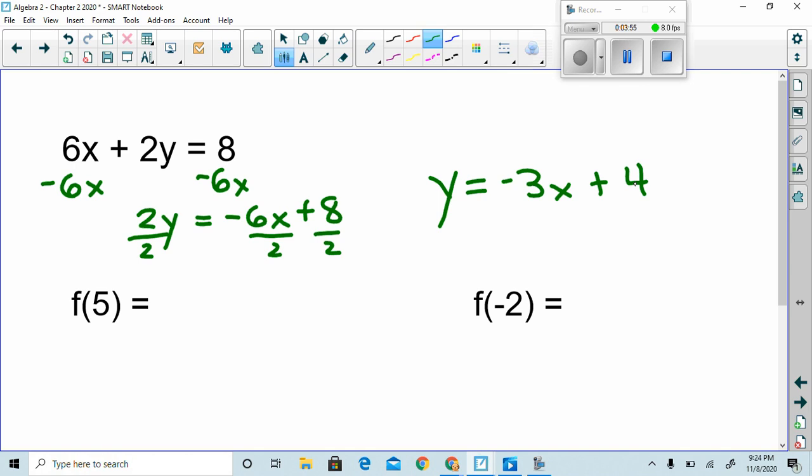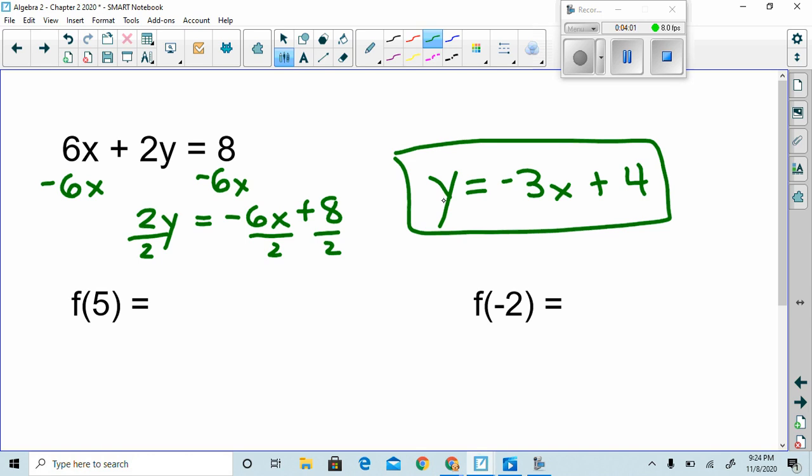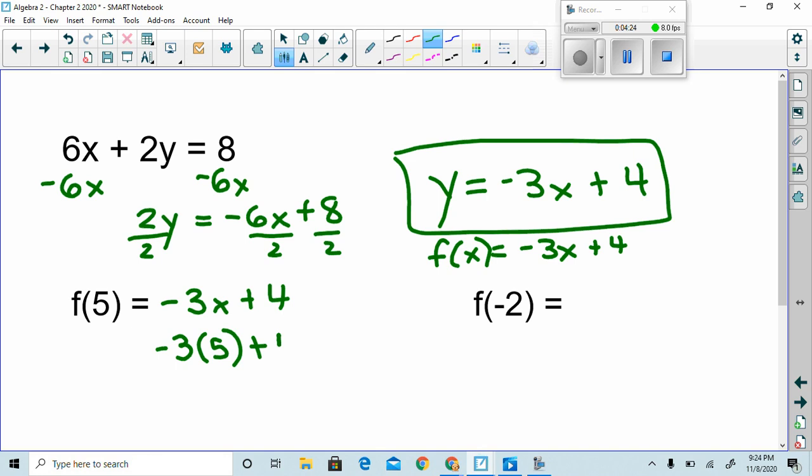So now that I know that this is in function form, I replace y with f of x. And this is just telling me, here's my rule. Take a number, multiply it by negative 3, and add 4. So now that I know what my expression or rule is, I now want to evaluate at 5. I take x and replace it with 5. And now I simplify or just do the math. We'll multiply, we'll add, and I get negative 11. Input 5, output negative 11.